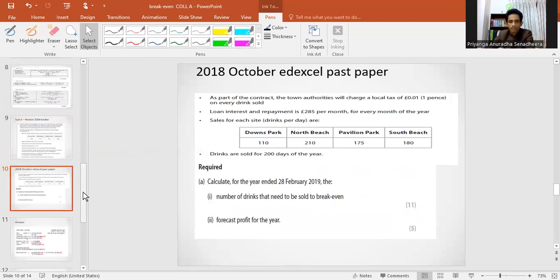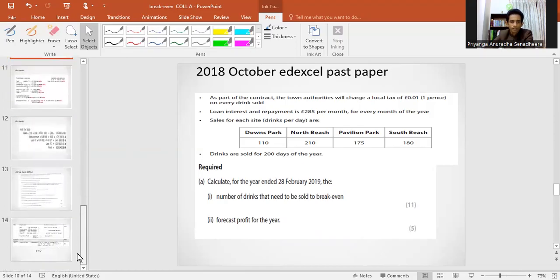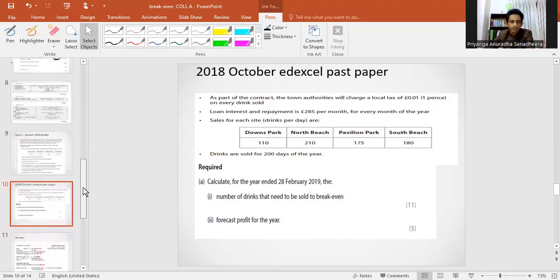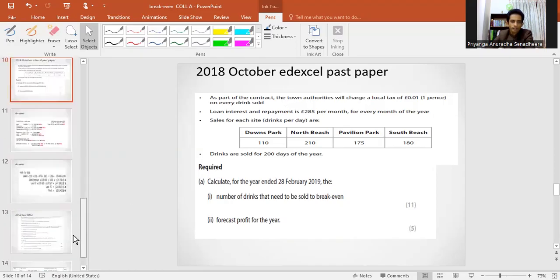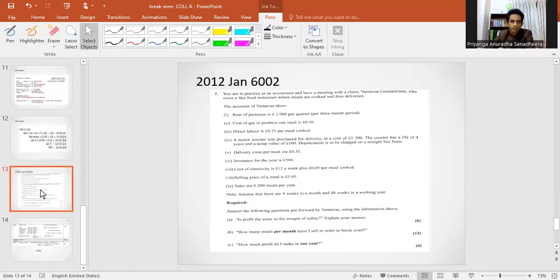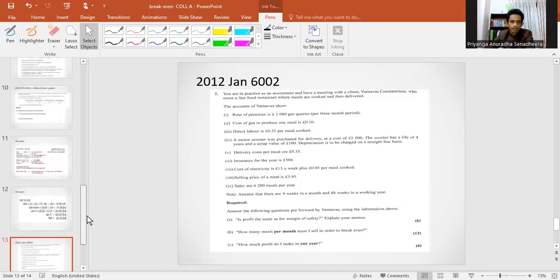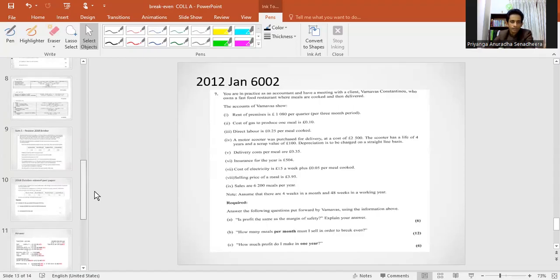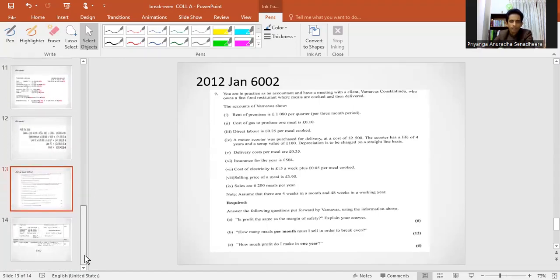So there are two questions here in this session, in the slides given. One is 2018 October, and the other one is 2012 January from the previous syllabus. But it's related to this question. So answers are given. Now we have already discussed two questions. I hope you got a good idea. So please go through these questions and try to do them by yourself.